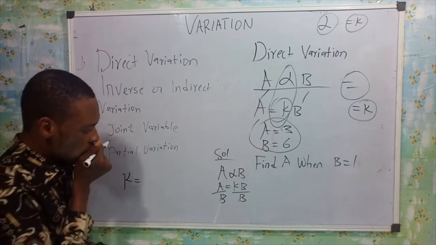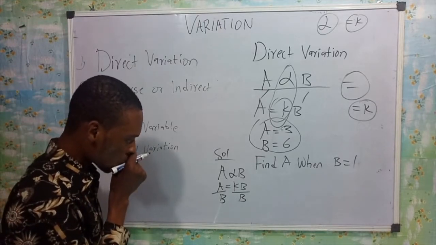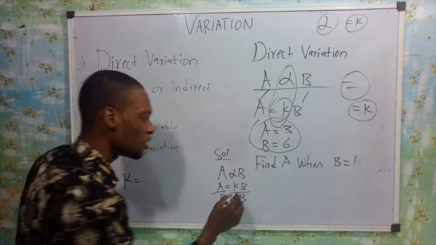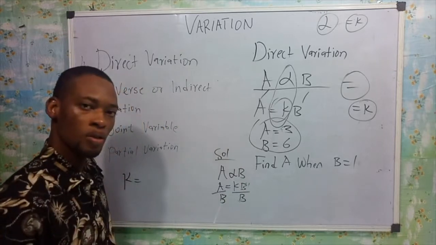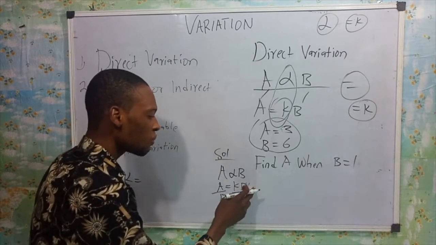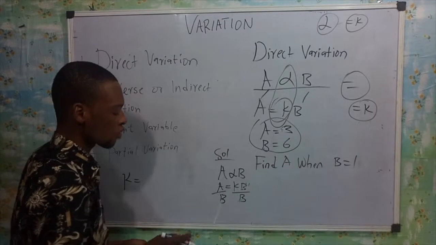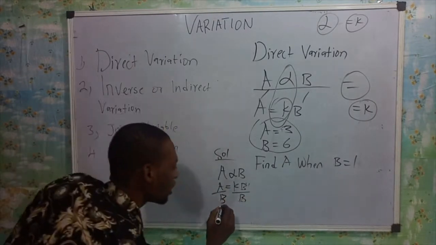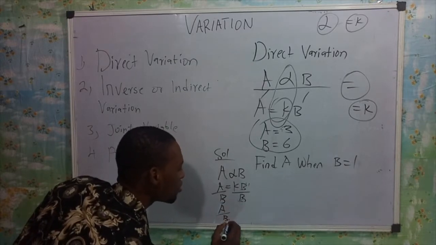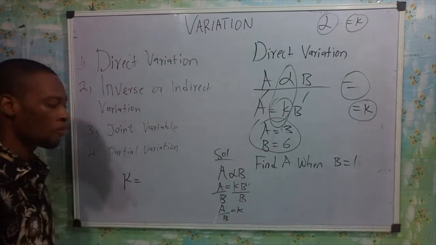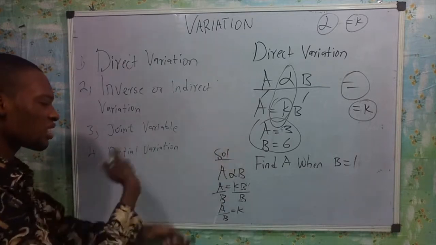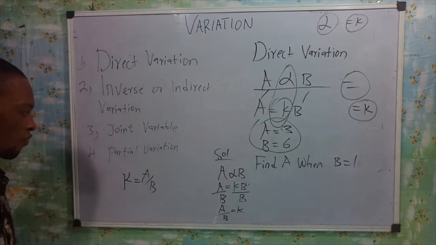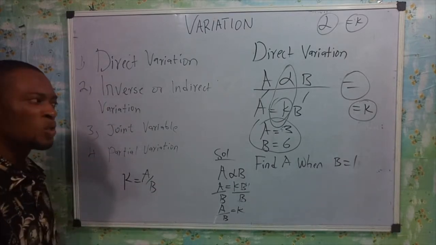Now, B divided by B is 1. So if you cancel the B here, you get 1. It's very simple. If B is 2, then 2 over 2 is 1. So this goes, remaining K. So we now have A over B equals K, which can be rearranged. So K is A over B.